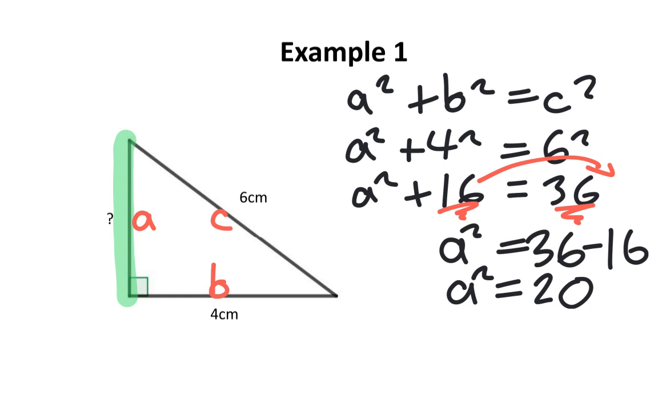So again, take a look at our last line of work. We want to figure out what A is, not A squared. The opposite of squaring something is square rooting it. And what you do to one side of an equation, you must do to the other side of the equation. Therefore, the square root of 20 is approximately 4.5. Therefore, the length of the leg is about 4.5 centimeters.